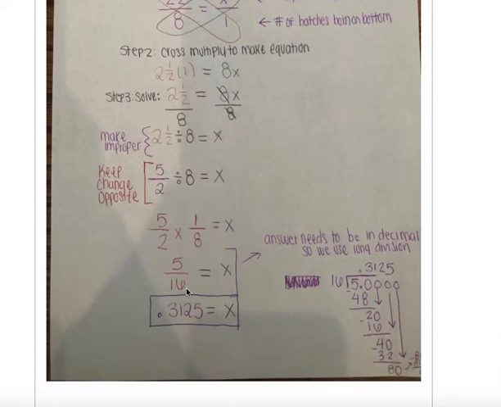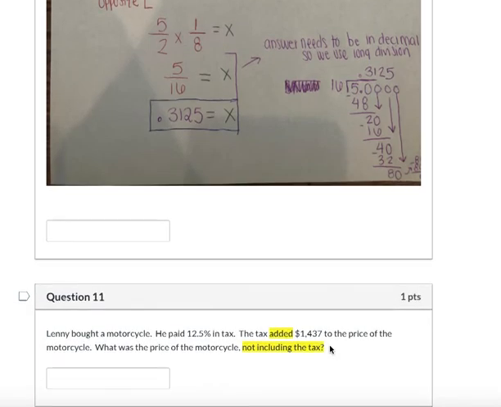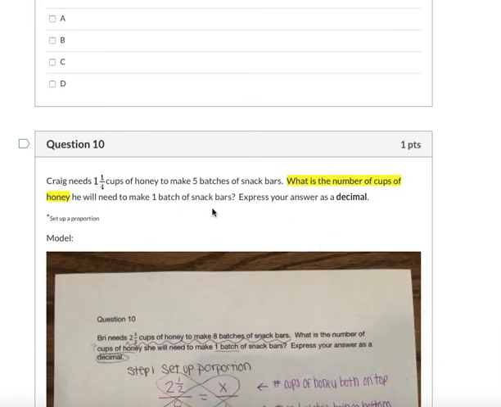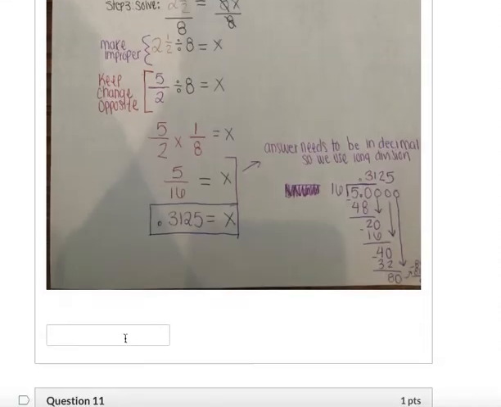Then you're going to do your long division to set up your decimal here. Remember, you're setting up your proportion with the facts that you know in this equation. This is your model equation, and then you're going to type your answer in here.